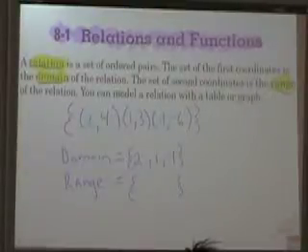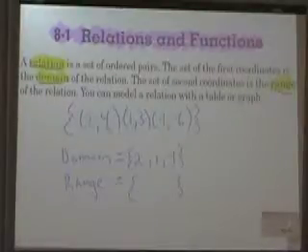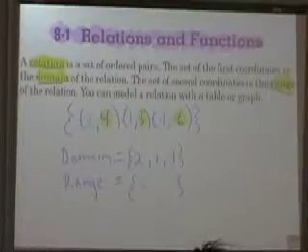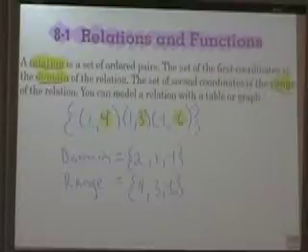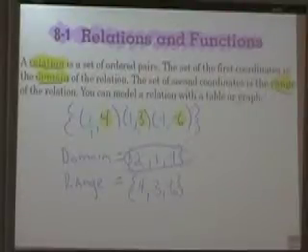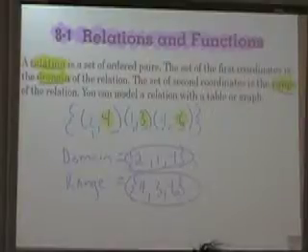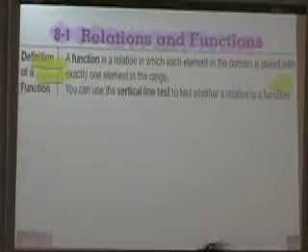Now, in the range, it's all the y values. So we've got 4, 3, and -6. So in the range, our range is going to be 4, 3, and -6. Okay, so the domain was all the x values, the first values, and the range was all the y values, the second values. Please copy this in your notes.